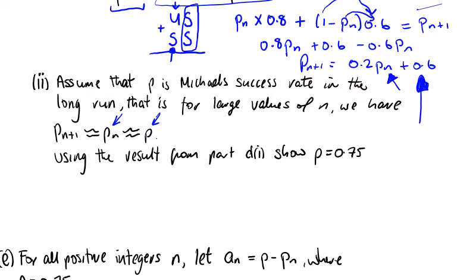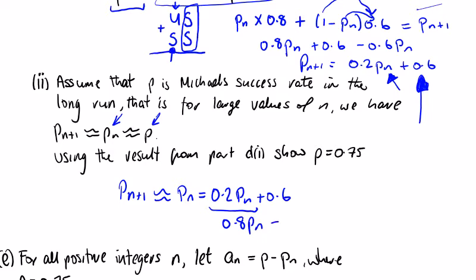So we can say instead of Pn plus 1, that approximates to Pn, and they're both equal to 0.2 Pn plus 0.6. So if I bring the 0.2 Pn to the left, I'm going to have 1 take away 0.2. So I'm going to have 0.8 Pn equals 0.6, and dividing by 0.8, I get Pn is equal to 0.6 over 0.8, which is the same as 6 over 8, which is 3/4, which is 0.75, which is what we're asked to show.